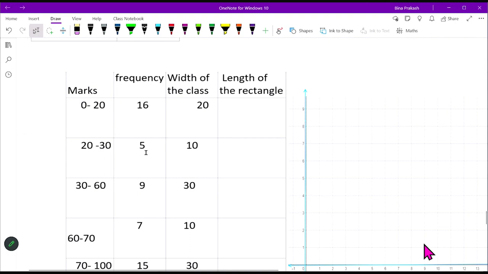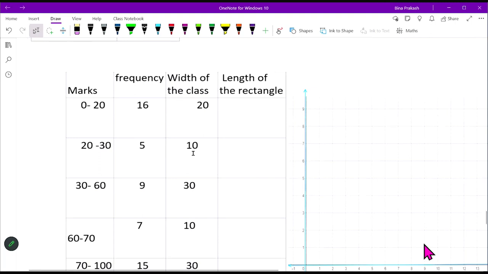Now what does this number specify? 5. It represents that there are 5 students in the range 20 to 30. Then from 30 to 60, there are 9 students. From 60 to 70, there are 7 students. So we get information for different lengths. Let us make it uniform. How do we make it uniform?